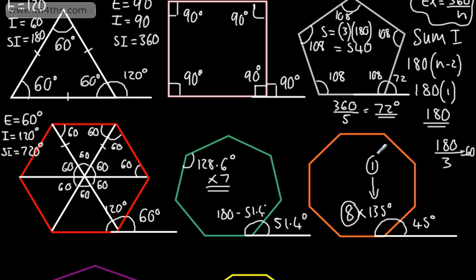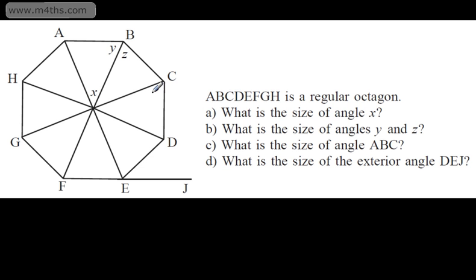Often students get this confused. One is going to be one lot of it, the sum is 8 times it. And this is one of the exterior angles. Of course, the sum of the exterior angles will always be the 360. Okay, let's go on and look at a couple of questions.